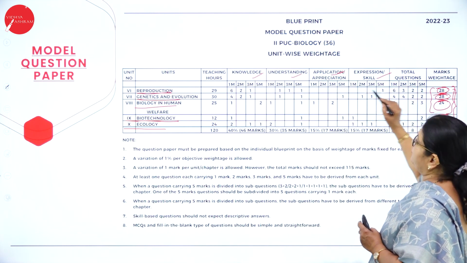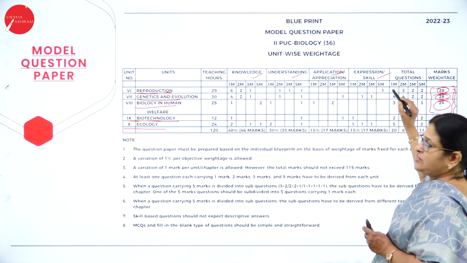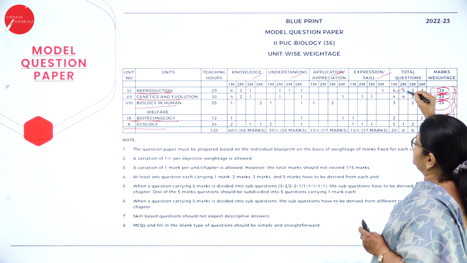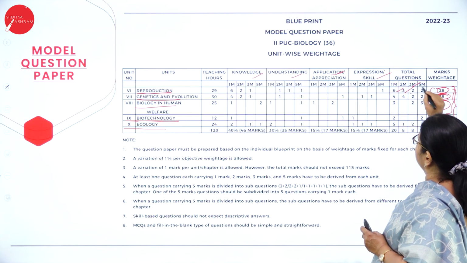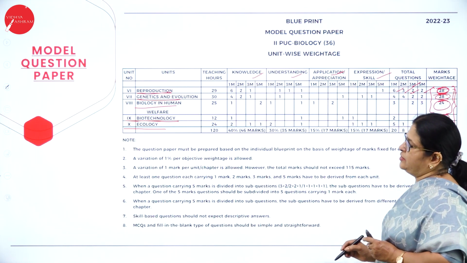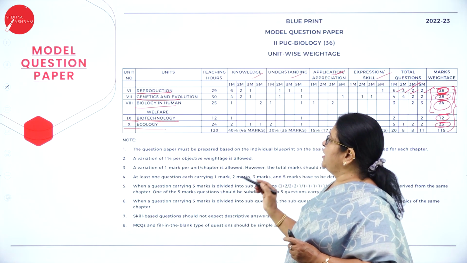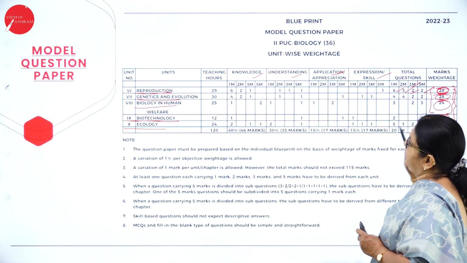So total for this particular unit called reproduction, 1 marker questions, 6 questions, 2 marker questions, 3 questions, 3 marker questions, 2 questions, and 5 marker questions, 2 questions. And the weightage of marks is 28. Moving on to the next unit, Unit 7 called Genetics and Evolution, which has a weightage of 28 marks.